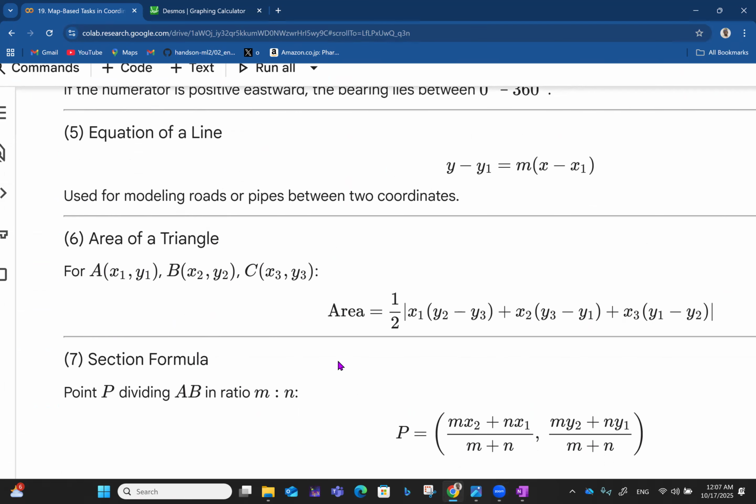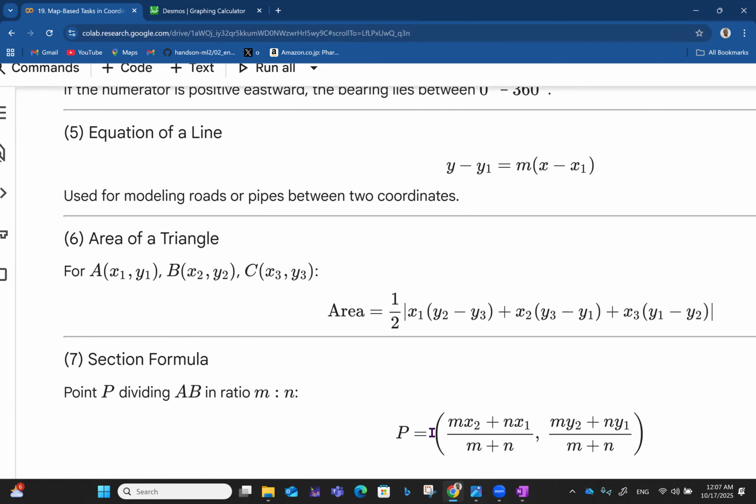So for instance, imagine that you are awarding a road to two contractors and you want to divide the road AB in ratio m to n, still following the fact that A is (x1, y1) and B is (x2, y2). So point P divides AB in ratio m to n. I think we must have taken care of this in the first or second video earlier, but now we are looking at practical applications of these things.